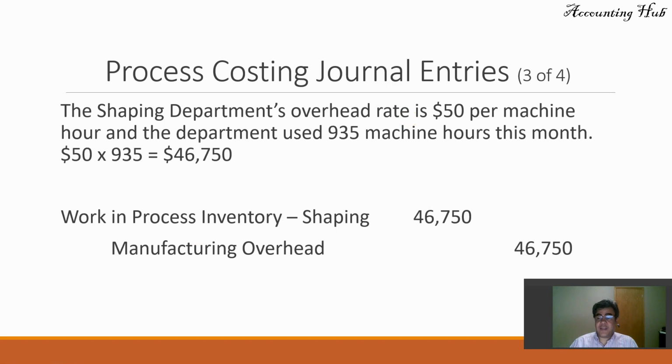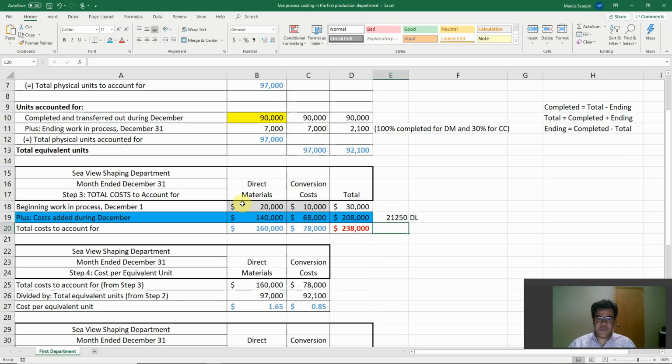Why not credit cash? Because the actual manufacturing overhead, we will be talking about cash. So when we pay them with debit, manufacturing overhead and credit, cash or utilities payable or accounts payable or anything else payable. Okay? So 46,750 manufacturing overhead. If we combine them, we will have the $68,000. Okay? Did it.